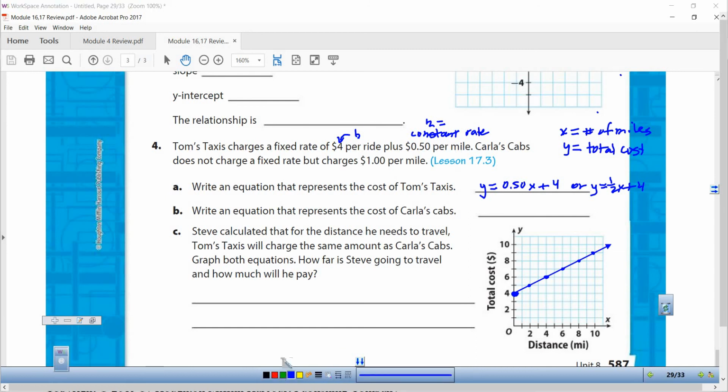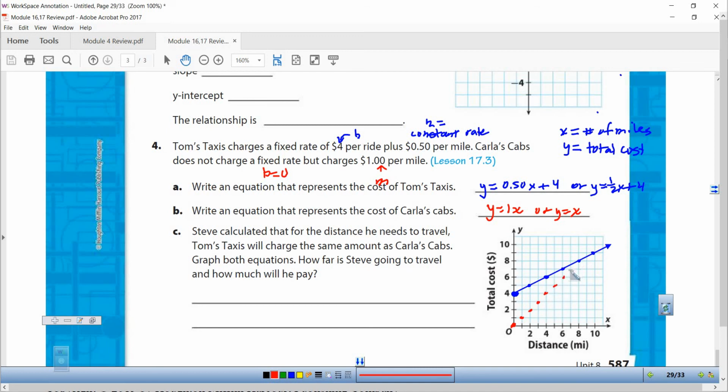All right, I'm going to switch over to a different color for Carla's cabs. Carla's cabs does not charge a fixed rate, which means that B is equal to what? If she doesn't charge a fixed rate, B is equal to 0. All right, B is equal to 0, but she charges $1 per mile. So that means that our slope is 1. That is our constant rate of change there. So her equation is going to be y is equal to 1x, or just y is equal to x, right? So from 0, 0, up 1 over 1, up 1 over 1, and so on.